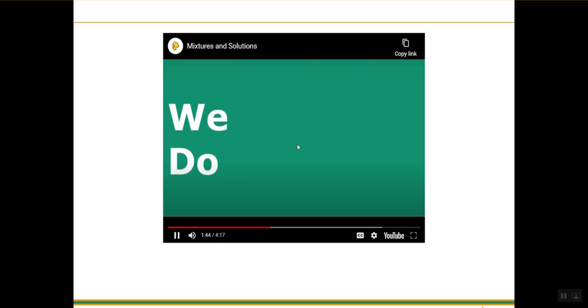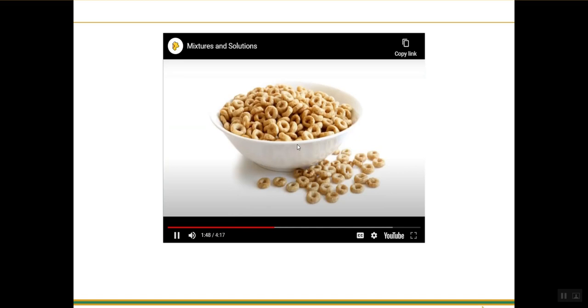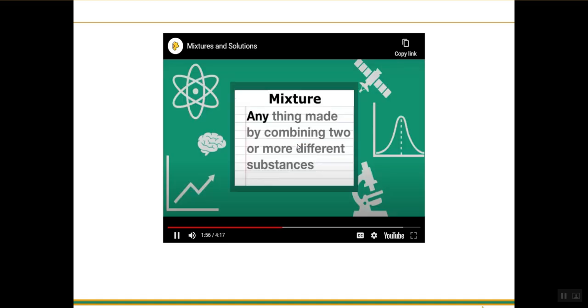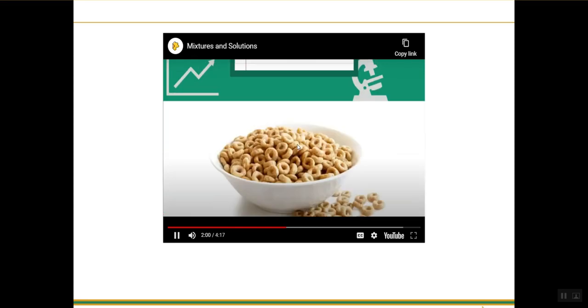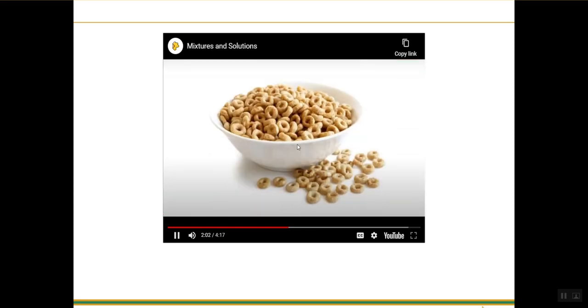Now let's practice identifying mixtures and solutions together. Let's start by deciding if this bowl of Cheerios represents a mixture, solution, or neither. Well, what is the definition of a mixture? Remember that a mixture is anything made by combining two or more different substances. And in our bowl of Cheerios, assuming there is no milk, do we have two different substances? No, all that's in this bowl are Cheerios, so this is neither a mixture nor a solution.